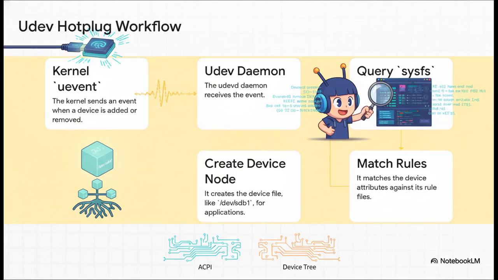Say you plug in a USB drive. The kernel sees the new hardware and sends out an event. udev catches that event, then immediately goes to the sysfs dashboard to get all the details. Who made the drive, what model is it, all that good stuff. Then it looks at its own rulebook. And based on those rules, it creates the device file, something like /dev/sda1, so you can actually get to your files. And this whole dynamic system works beautifully on top of both ACPI and device tree.